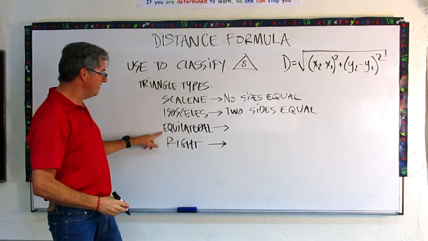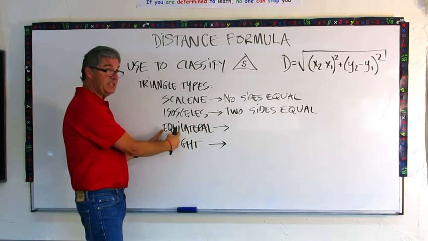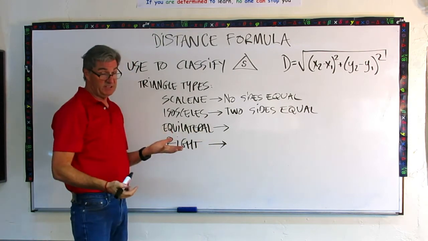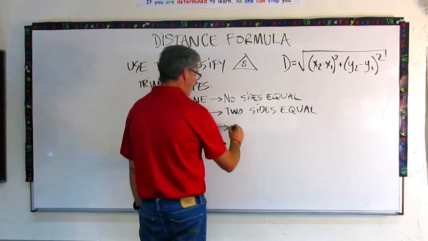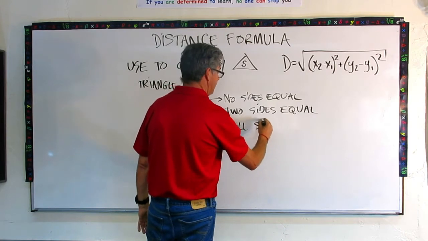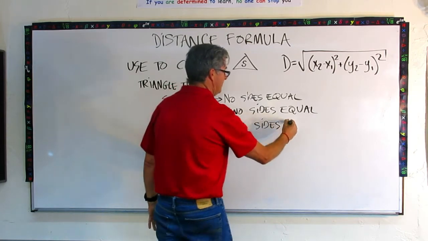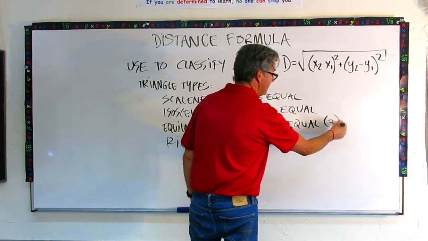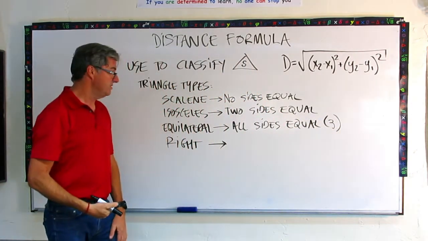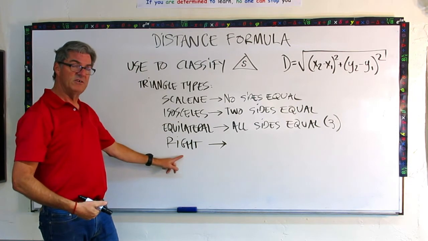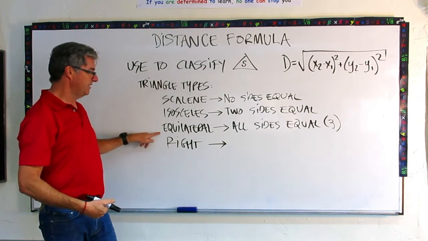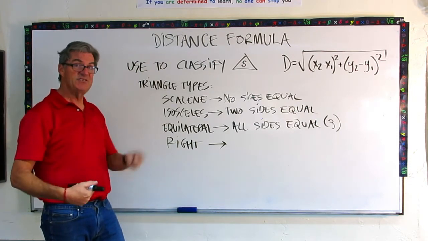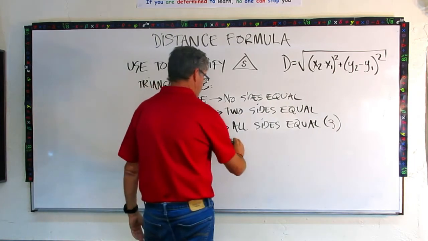Equilateral, you can probably figure out from the word: equi is equal, lateral is basically side. This is all sides equal. And we know on a triangle that's three sides are equal. A right triangle is a little different than these three. A right triangle has one 90-degree angle.